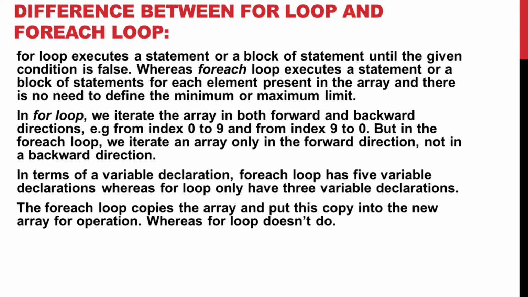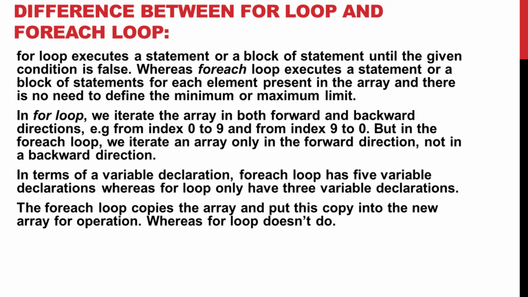A for loop executes a statement or a block of statements until the given condition is false, whereas a for each loop executes a statement or a block of statements for each element present in the array, and there is no need to define the minimum or maximum limit. In a for loop, we can iterate the array in both forward and backward directions, e.g. from index 0 to 9 and from index 9 to 0. But in the for each loop, we iterate an array only in the forward direction, not in a backward direction.